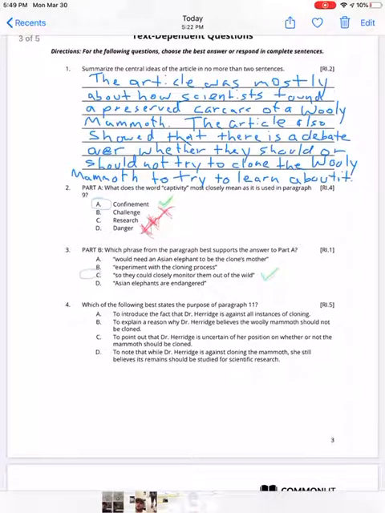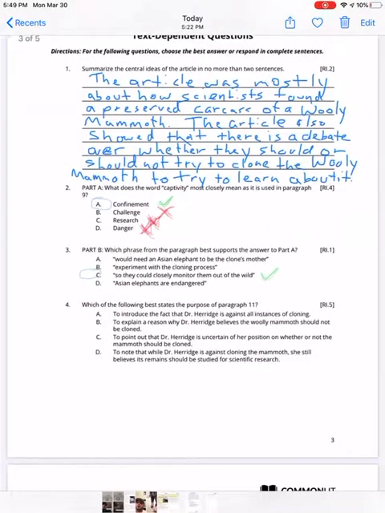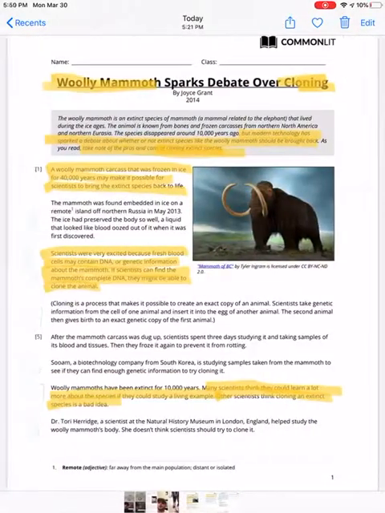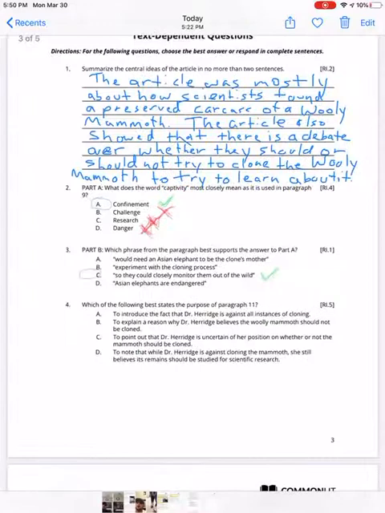Okay? So, when I look at the central idea, I'm looking at what it is mostly about here. The article was mostly about how scientists found a preserved carcass of a woolly mammoth. It talks about that multiple times in the passage. Multiple times. The article also showed that there is a debate over whether they should or should not try to clone the woolly mammoth to try to learn about it. Right there, many scientists think they could learn a lot about it, but other scientists think cloning an extinct species is a bad idea. When you're looking at the central idea, you're talking about what actually happened, what it was mostly about.